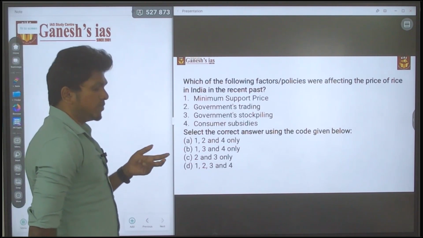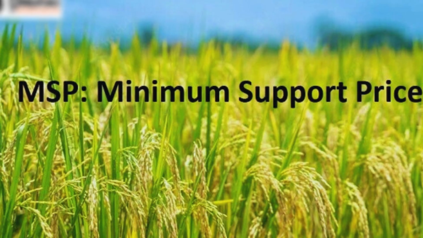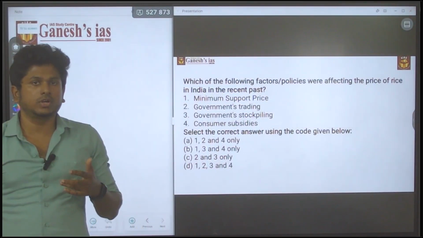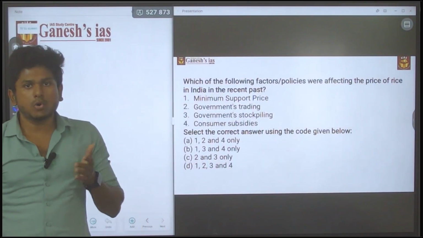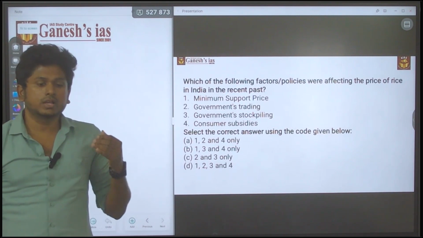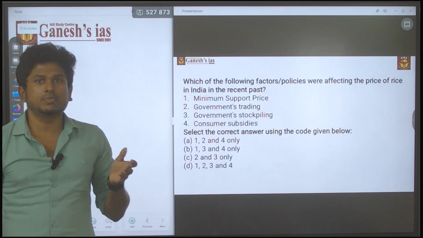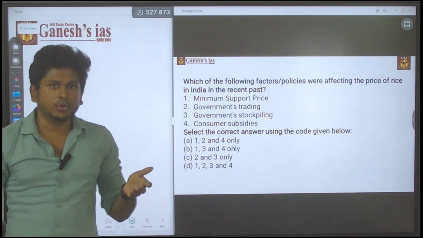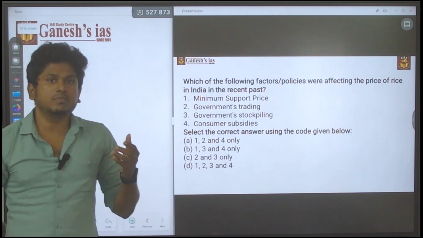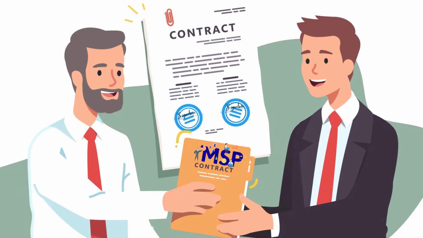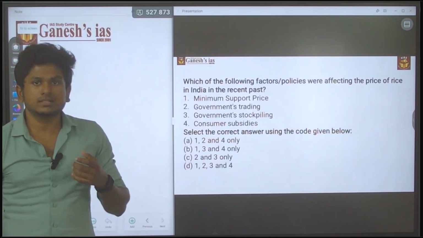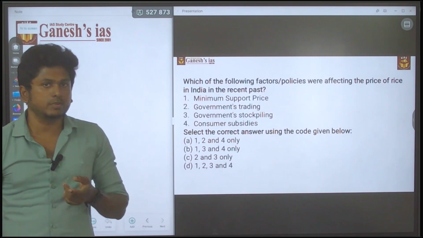First, MSP. Obviously, if the government announces that the MSP price for 1 kg of rice is 200 rupees per kg, that will affect the consumer price. The farmer will sell their rice produce at whatever MSP price is declared, so obviously that will affect the prices in the market. So the MSP is one of the major things.